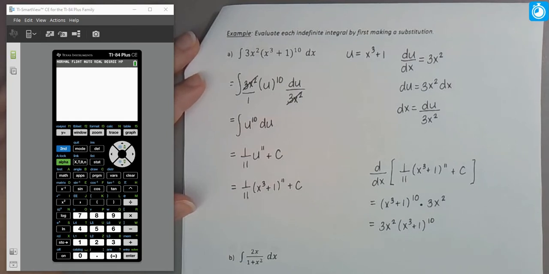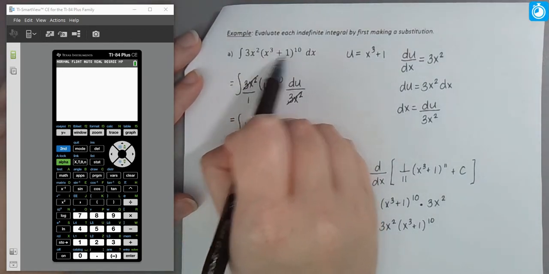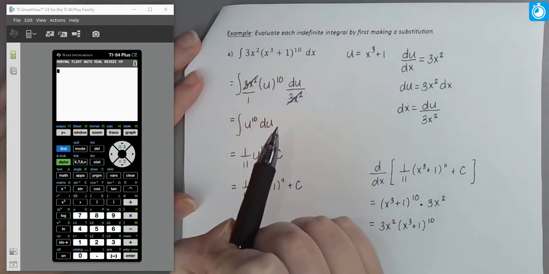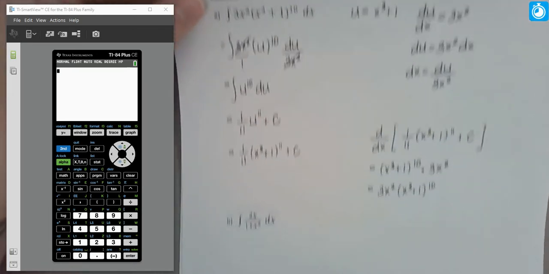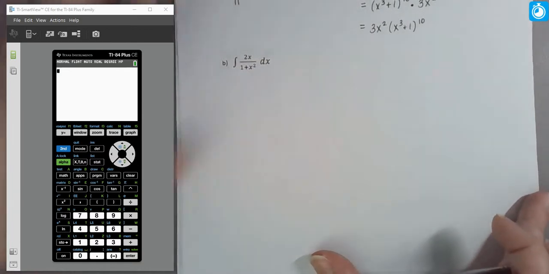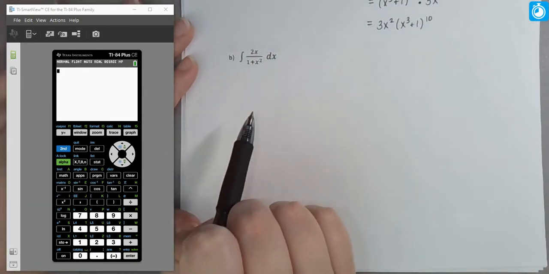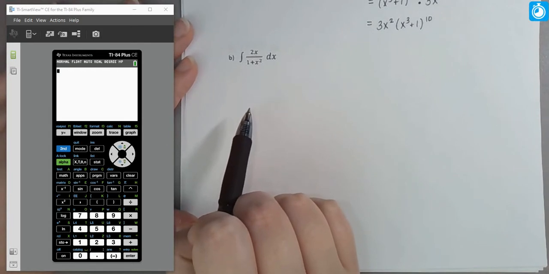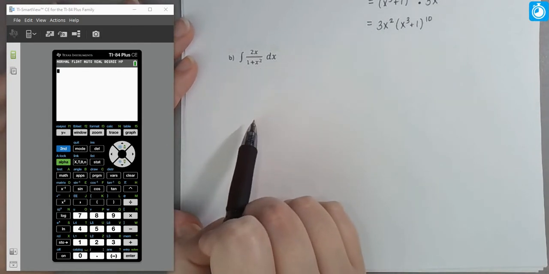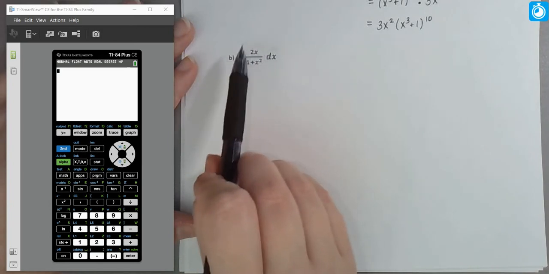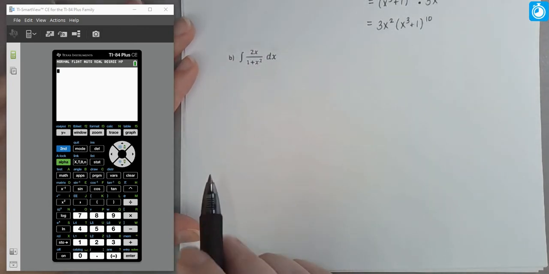Now, in some ways, the challenge is recognizing what's the composite function. What's the function that has an inner component and an outer component? Here, there's very clearly something that has an inside and an outside, but it's not always going to be that obvious. So for instance, the next problem, we want to take the antiderivative with respect to x of 2x divided by 1 plus x squared with respect to x. Now there's not an obvious inner and outer function here.